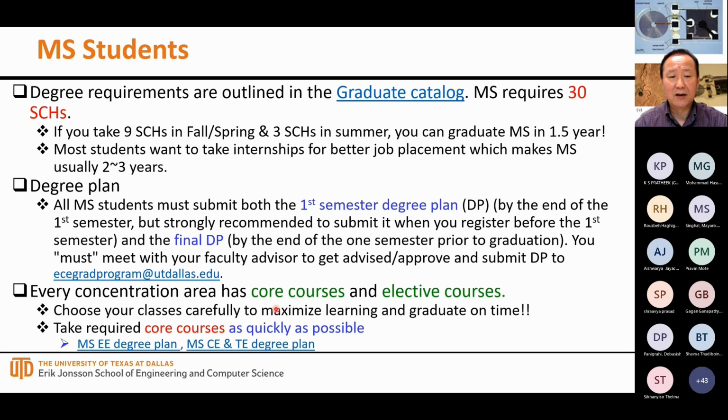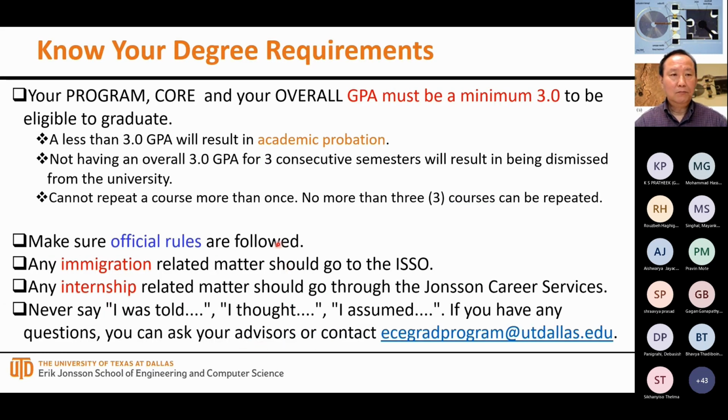Like I mentioned, every concentration has core courses and elective courses. So choose your classes carefully to maximize learning and graduate on time, and take required core courses as quickly as possible. Your program degree requirement, core degree requirement, and overall GPA requirement must all be a minimum of 3.0. If any of these is below 3.0, you cannot graduate. Less than a 3.0 GPA will result in academic probation, and not having an overall 3.0 GPA for 3 consecutive semesters will result in being dismissed from the university. You also cannot repeat a course more than once, and no more than 3 courses can be repeated.